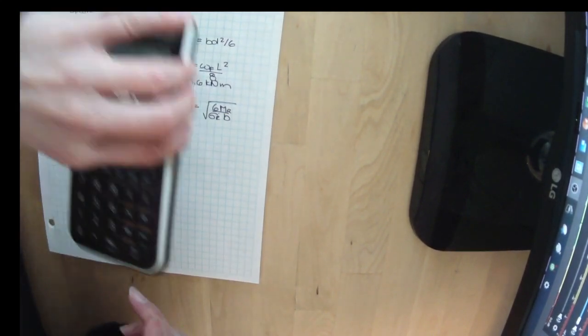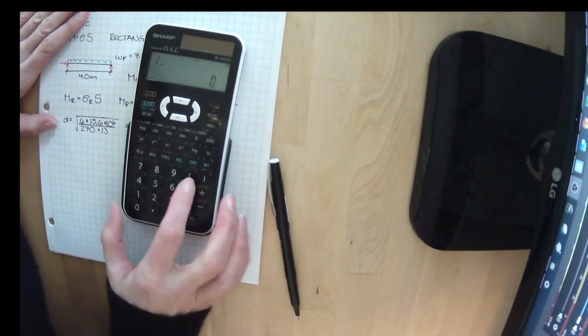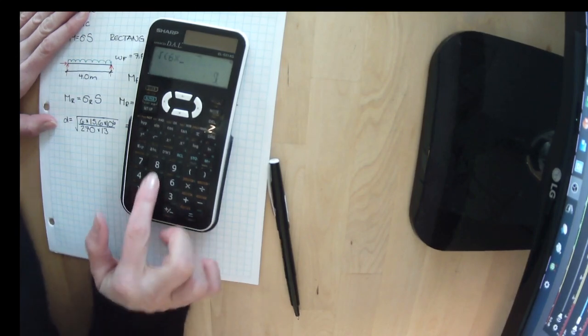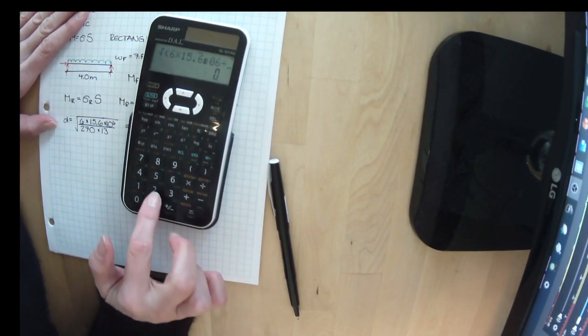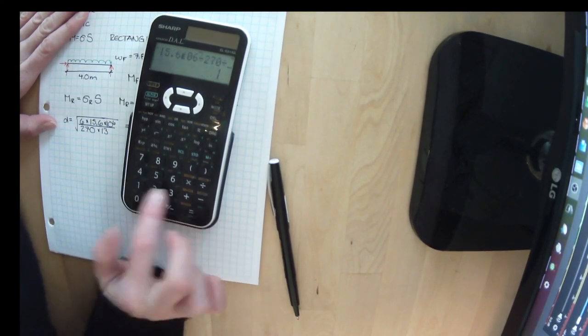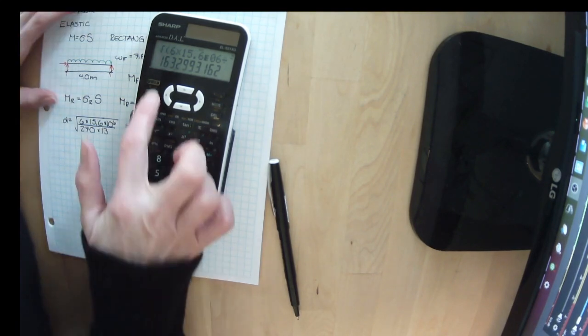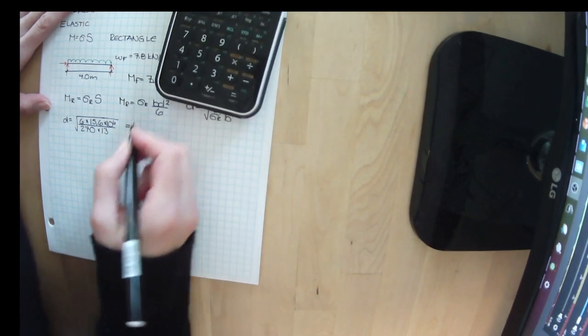We can plug all of that into our calculator. So we've got the square root of 6 times 15.6 times 10 to the 6, divided by 270, divided by 13. We get 163.3 millimeters.